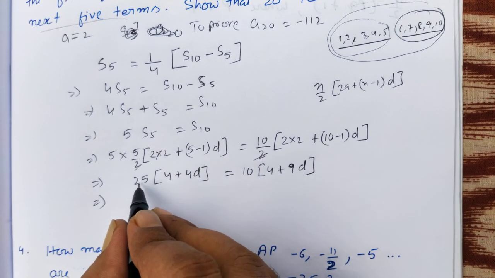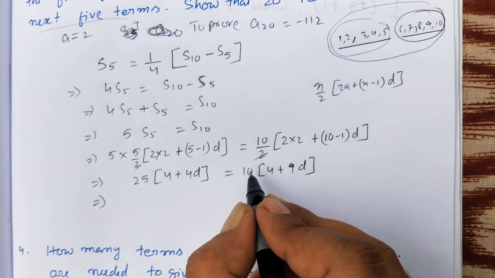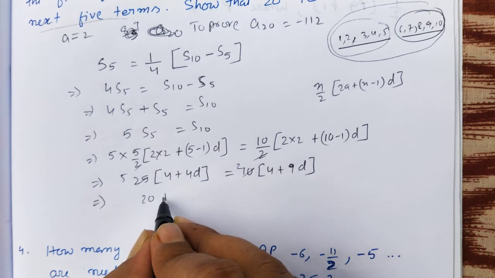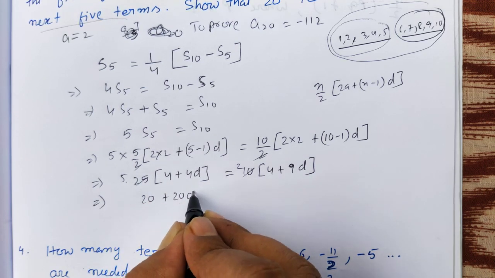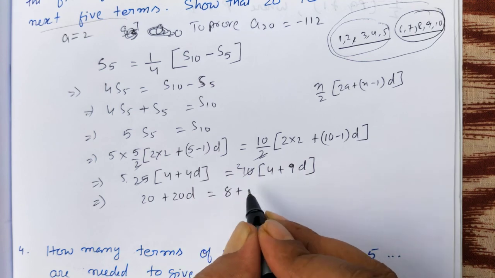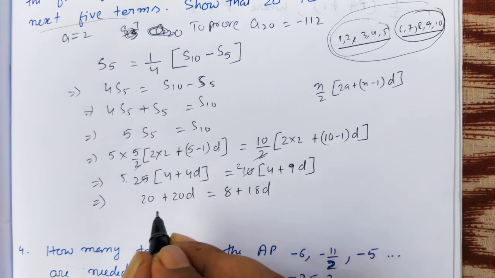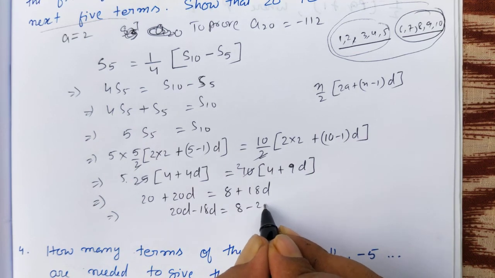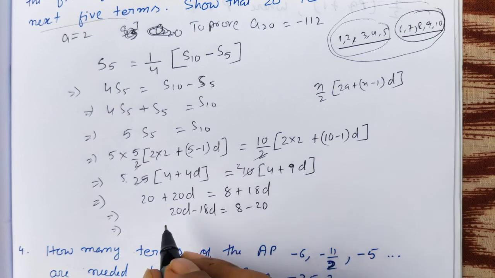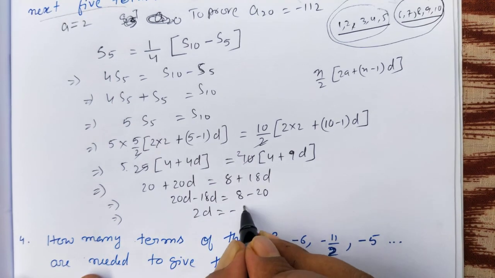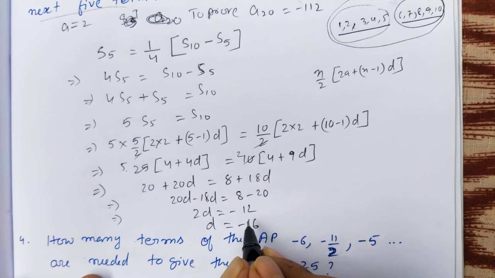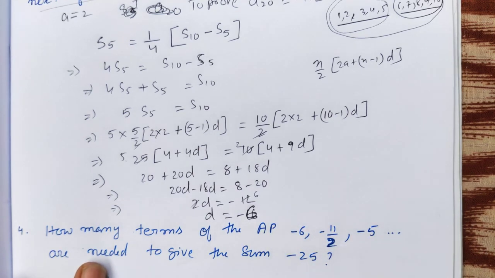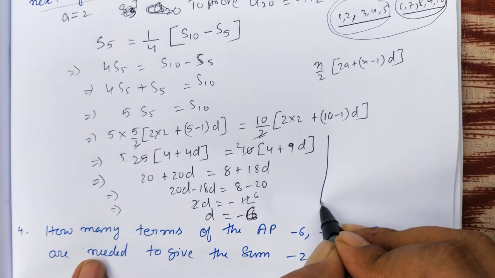We can cancel both sides by 5: 5 twos are 10, 5 times... So multiplying, 20 plus 5 times 4d is 20d, and 8 plus 2 times 9d is 18d. Arrange it: 20d minus 18d equal to 8 minus 20. So 2d equals minus 12, so d will be minus 6. If you cancel, 2 sixes are 12, so d is minus 6. There's very little space, so I'm just doing it here.